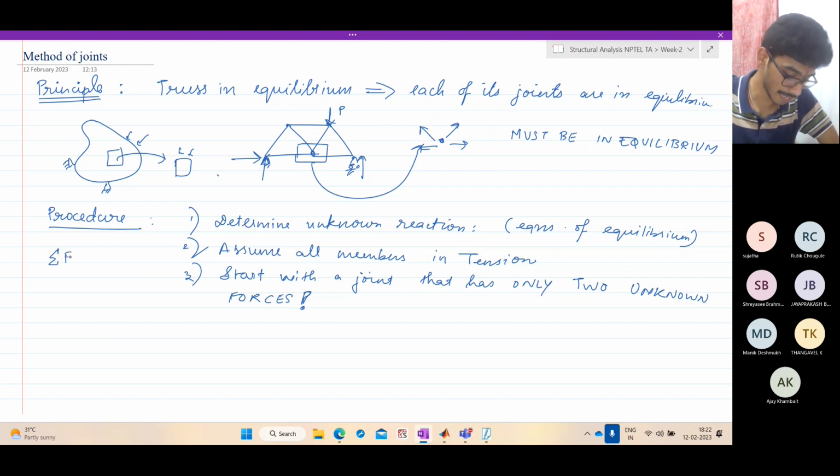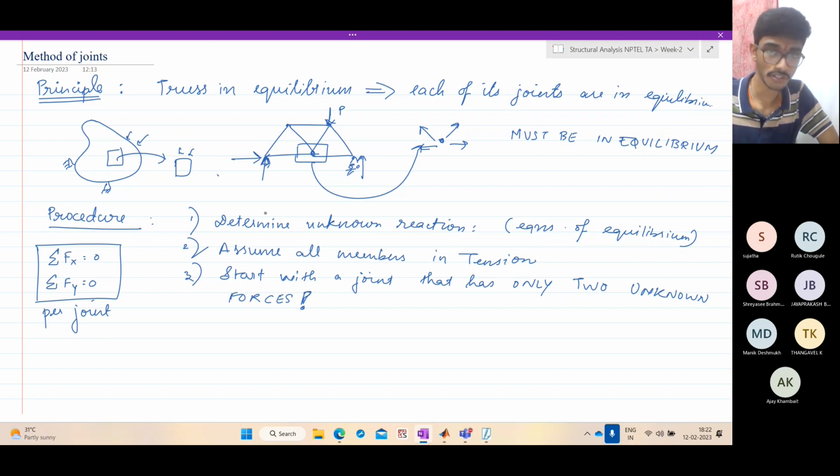What are they? Sigma Fx equal to 0 and sigma Fy equal to 0. Sigma M equal to 0 you cannot enforce because it is already assumed, when you call it a truss, that the joints do not transmit any moment. So you have only two equations of equilibrium per joint. Because of this, you have to start with a joint where you have only two unknowns. Once you have determined the unknown reactions, everything at this joint is known. So you can start with this joint and find the forces in these two members.